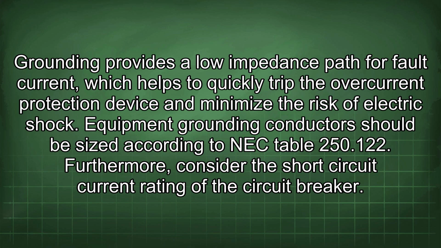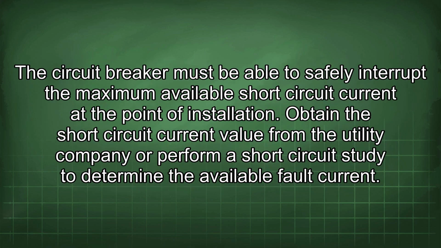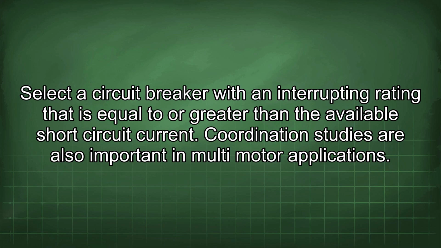Equipment grounding conductors should be sized according to NEC Table 250.122. Furthermore, consider the short circuit current rating of the circuit breaker. The circuit breaker must be able to safely interrupt the maximum available short circuit current at the point of installation. Obtain the short circuit current value from the utility company or perform a short circuit study to determine the available fault current.